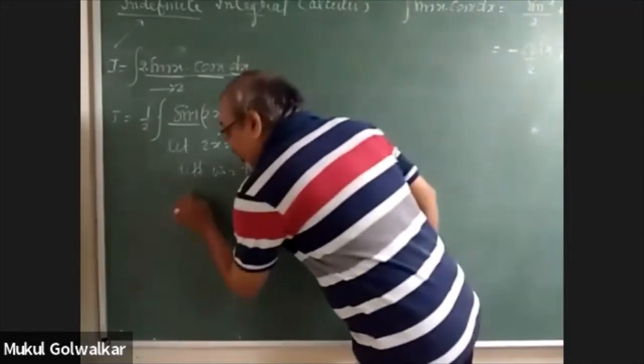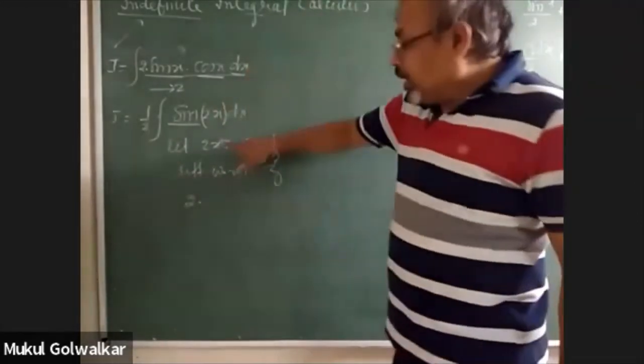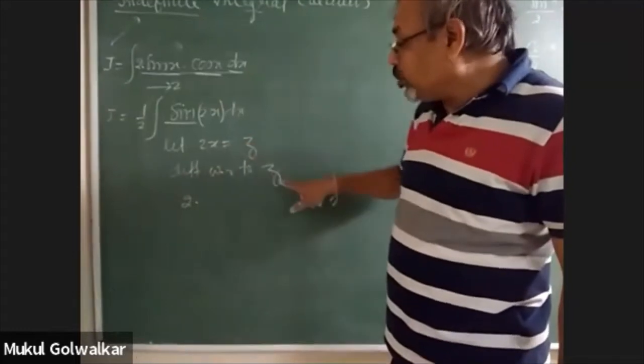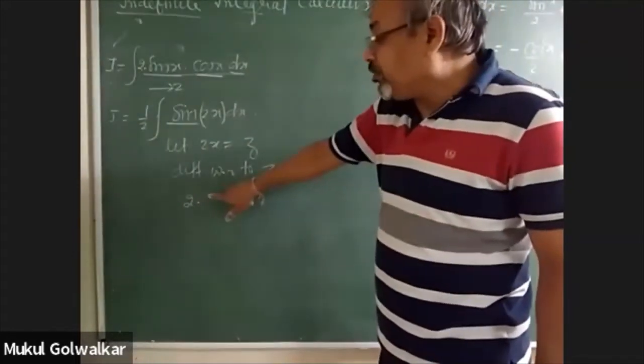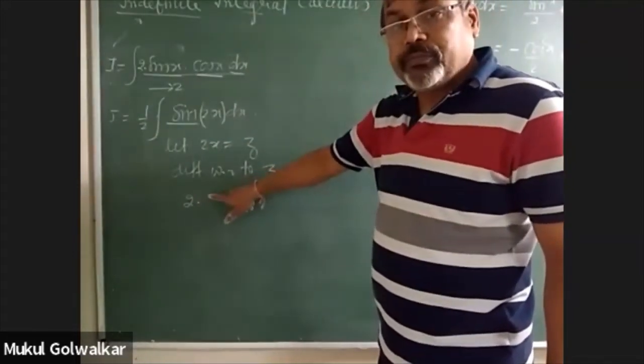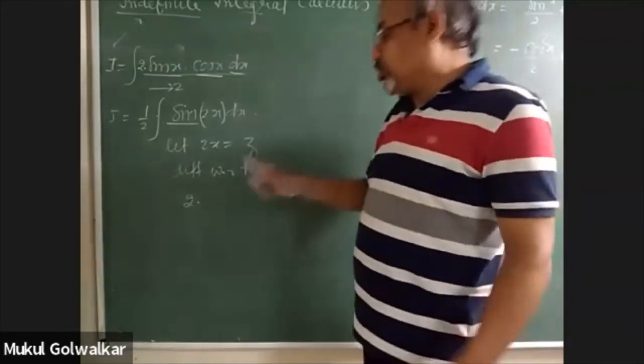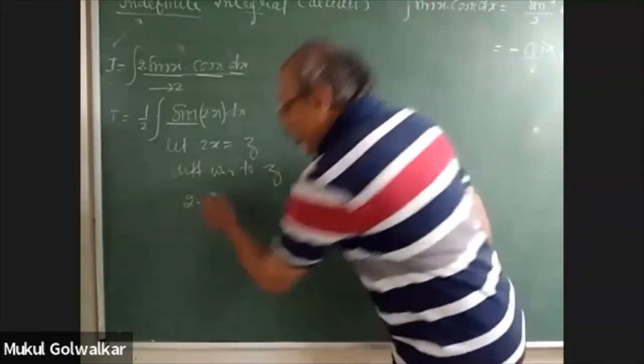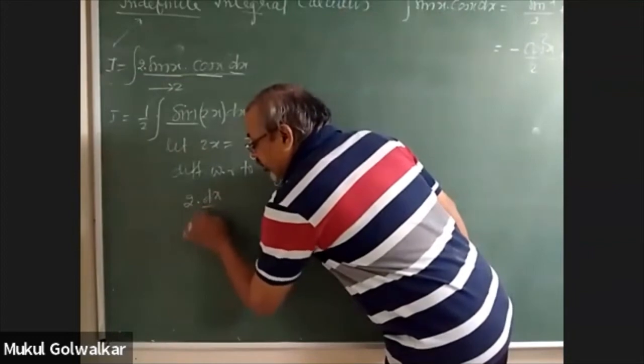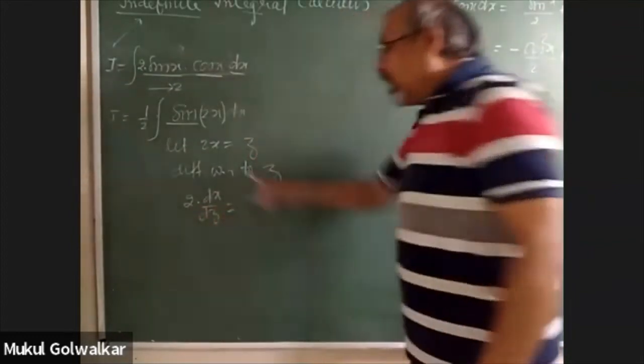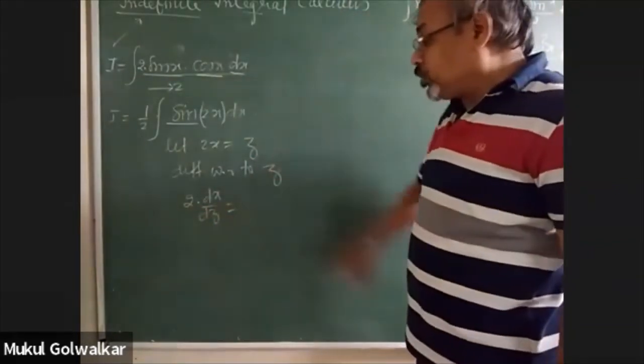So 2 is a constant out of differentiation. The derivative of x with respect to z. What should I write on the left hand side? This is your answer, students. I should write dx by dz. Perfectly all right. This is equal to, on the right hand side, the derivative of z with respect to z.